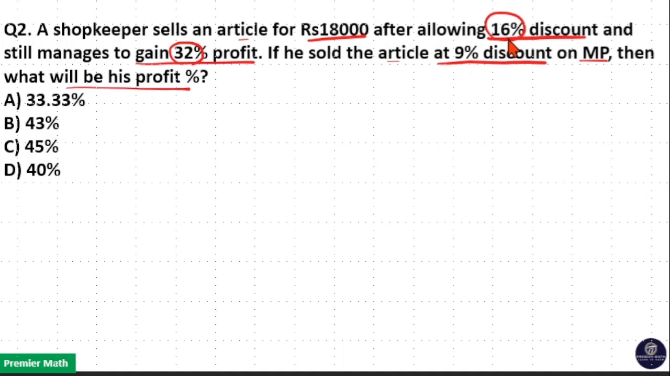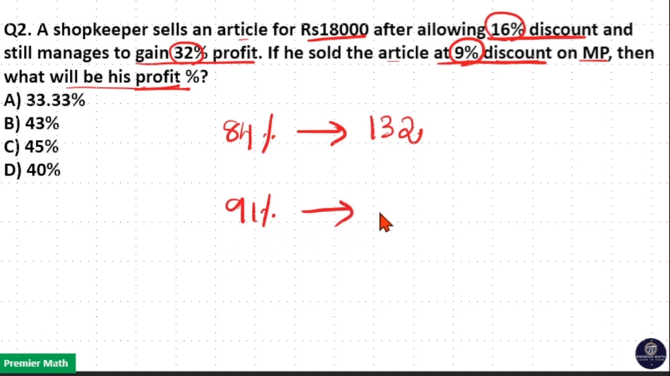16% discount means 100 minus 16, 84%. So this 84% will give you 32% profit. 32% profit means 100 plus 32, 132. Now, our question is, if 9% is the discount, then what will be the profit? 9% discount means 100 minus 9, 91%. Then we need to find out the profit for this 91%. If 84% will give 132, then 91% will give 132 divided by 84 percentage into 91 percentage.